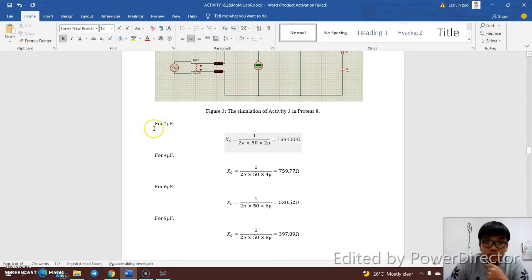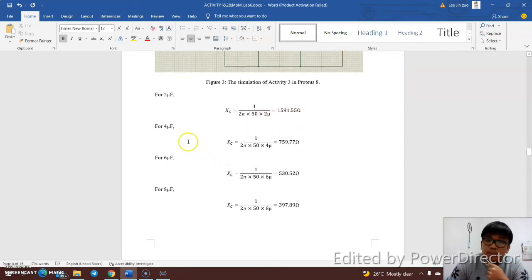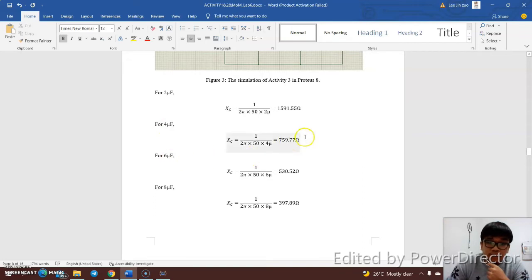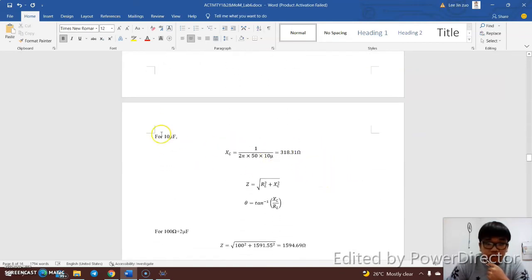Here is the calculation part for 2 microfarad. The XC should be 15,091.55 ohm, and for 4, 6, 8, and also 10 microfarad, the values are obtained respectively.